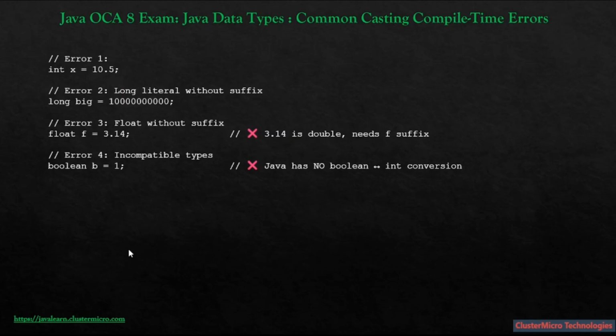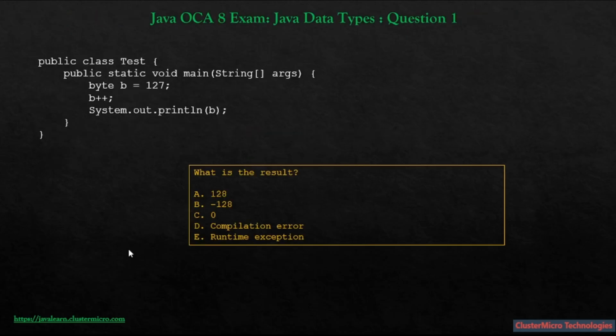Question 1 is byte b = 127; b++. Now b++ makes byte b equal to 128, but a byte cannot hold that, so overflow will happen. So what will be the value? The answer will be: 128 minus 256 is equal to -128. That's the value.